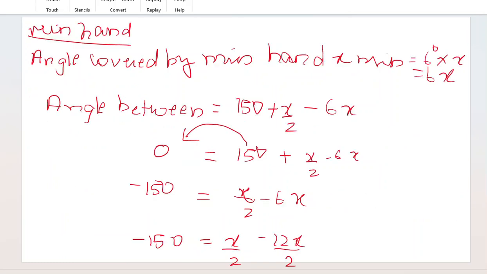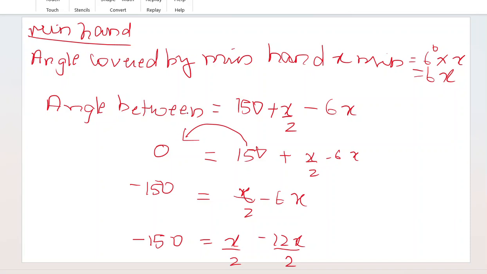Further, you have to take the minute hand. And again for the minute hand, you have to take the angle covered, and that will be 6 degree into x minutes. So it is 6x. Then you take the angle between. Because it is said coincide, you have to take the answer as 0.